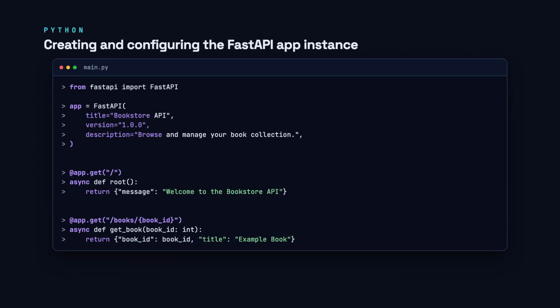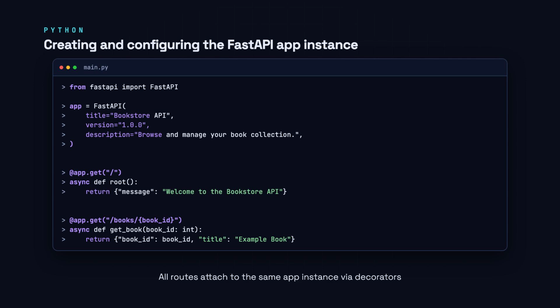Let us walk through this line by line. First, we import the FastAPI class from the fastapi package. Then we call FastAPI with three keyword arguments, title, version, and description, and assign the result to app. FastAPI reads those arguments and uses them to populate the automatic interactive documentation at /docs.